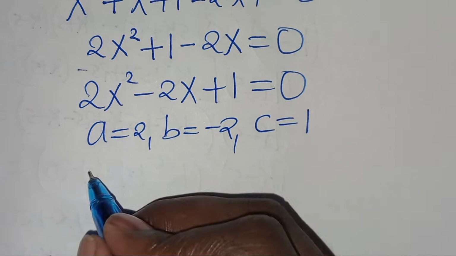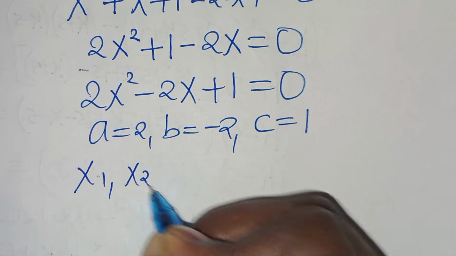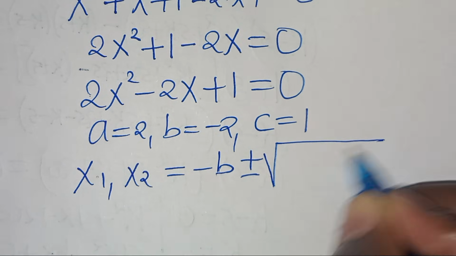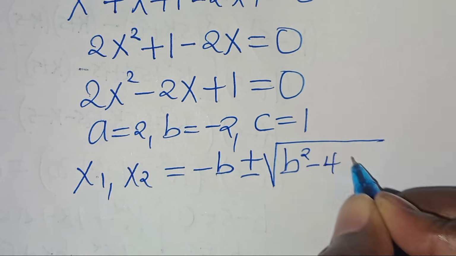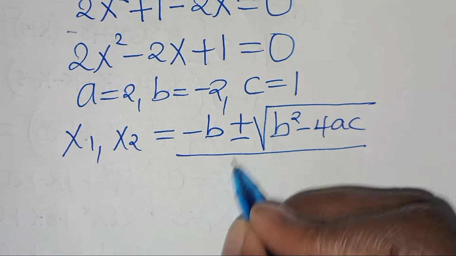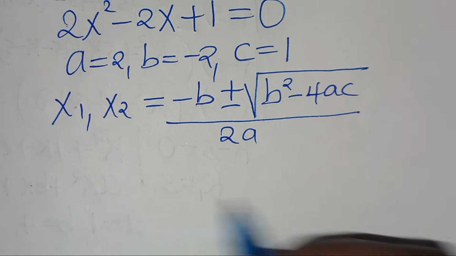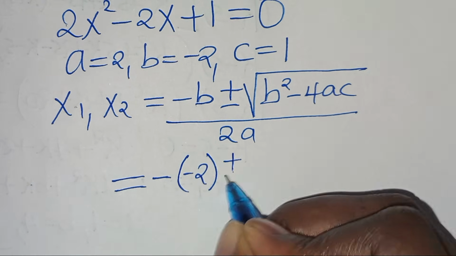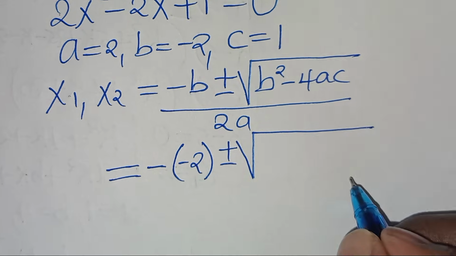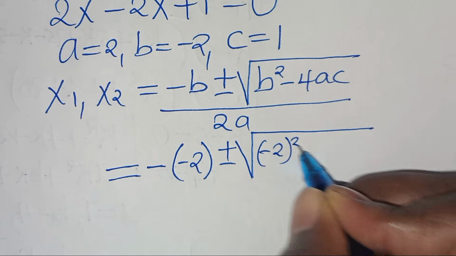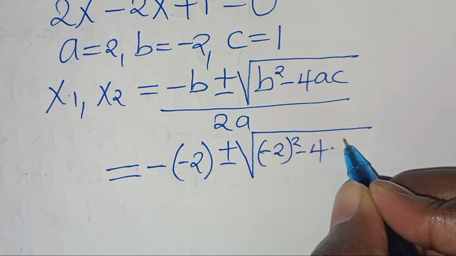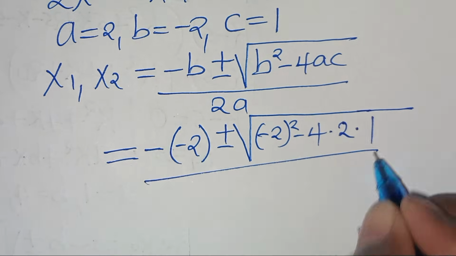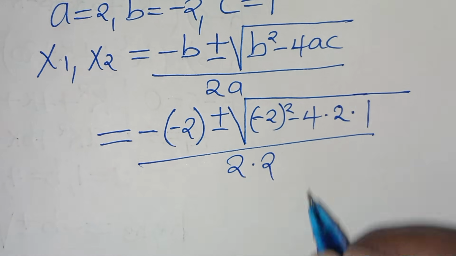So we can solve for x1, x2 by applying the quadratic formula, which is minus b plus or minus the square root of b squared minus 4ac, everything divided by 2 times a. So this implies that here we have minus minus 2 plus or minus the square root of (minus 2) squared minus 4 times a, which is 2, and then times c, which is 1, everything divided by 2 times 2.